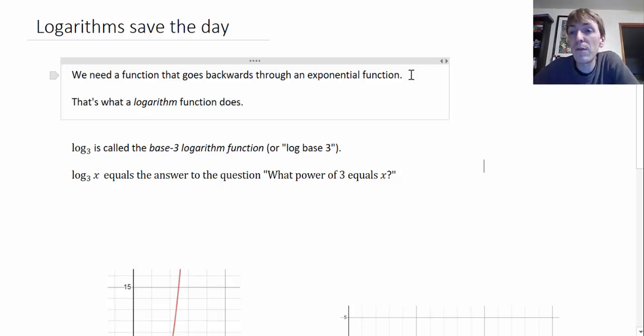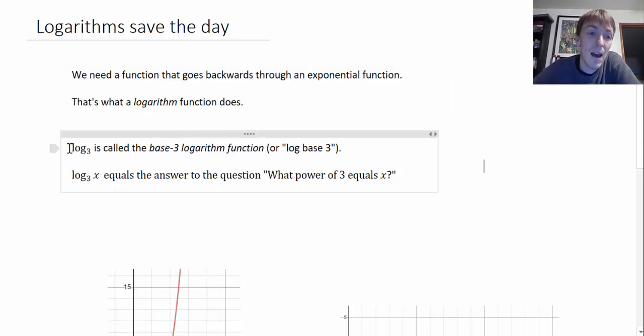Okay, so we're going to carefully define this. In this slide, we're going to define it kind of informally, and then we'll see the formal definition in the next slide. So the base of our exponential function in that last problem was 3. The function that goes the other way is called the base 3 logarithm, or just log base 3, is what I'm usually going to say. And I write that as log base 3.